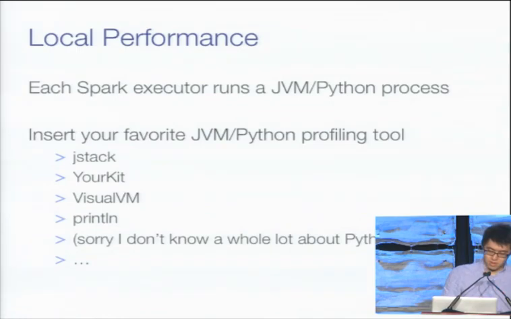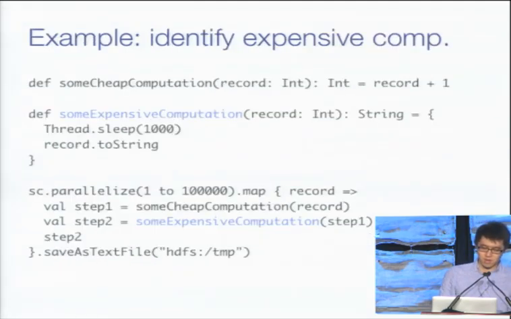So the last part of it is just local performance. Like, what if just some random stuff is running slow? This is very similar to how you would debug a local JVM program. Again, each Spark executor just runs as a JVM process. There's a million other tools you could use for debugging and profiling. One of my favorites is really very simple, just JStack.